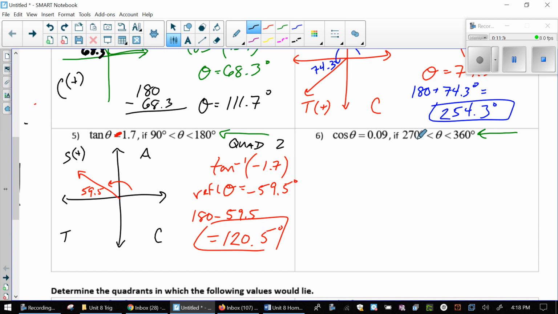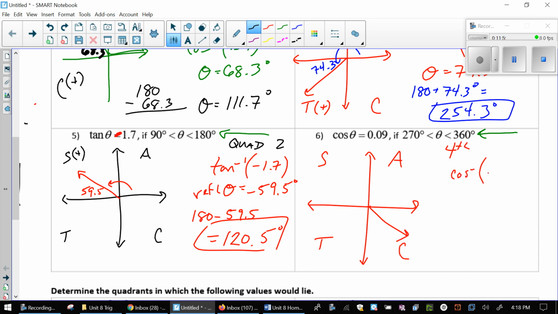So from 270 to 360, that is in our fourth quadrant. So first question, can cosine be positive in the fourth quadrant? All trig functions are positive, A smart trig class. Yes, cosine can be positive in the fourth quadrant, so we know it's going to be right here. Now when we do inverse cosine of that angle, we're going to get our reference angle.